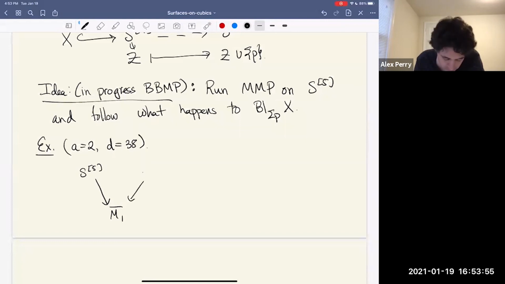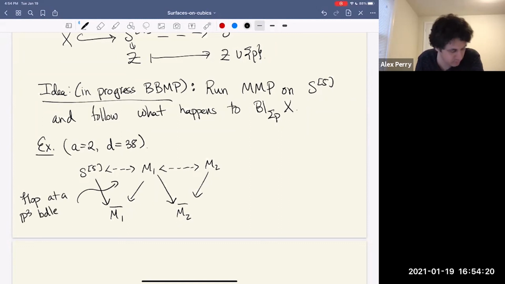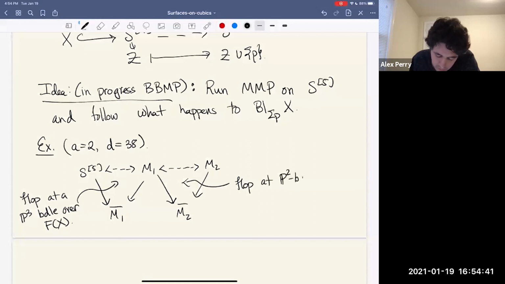There's a contraction onto something I'll call M_1 bar. And then there's another contraction of that onto something I'll call M_2 bar. These spaces on top are all birational to each other, and I'll tell you what they are. This first diagram here is a flop at a P^3 bundle over the Fano variety of lines inside of X. So in that first triangle we are contracting some P^3 bundle over the Fano variety of X, and we get a flop of that thing. And on the right-hand side, what you end up getting is a flop at a P^2 bundle over S times F(X).